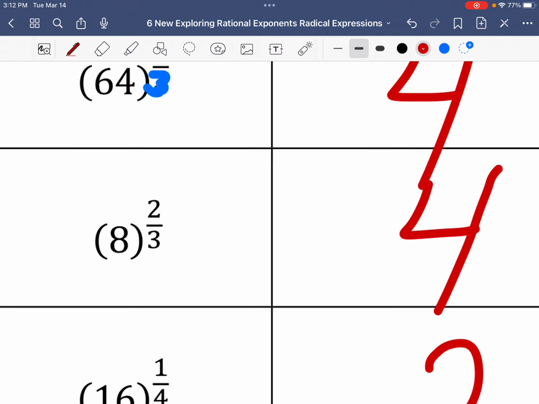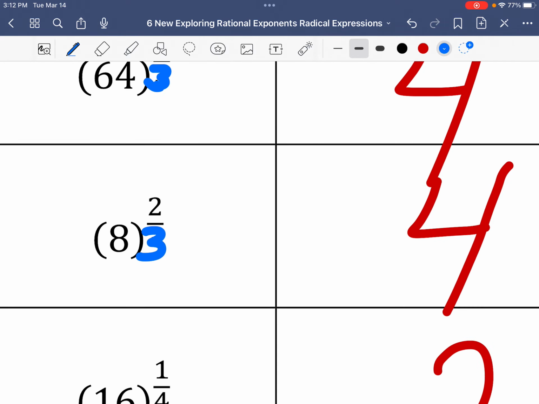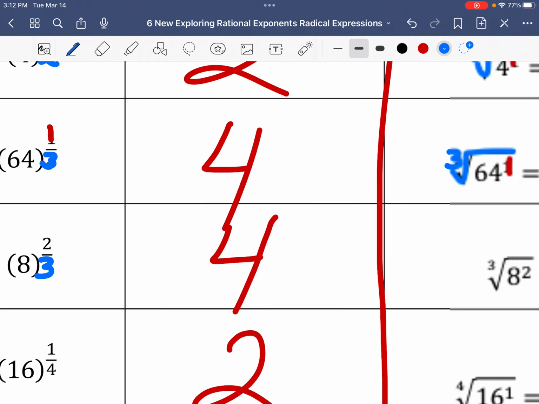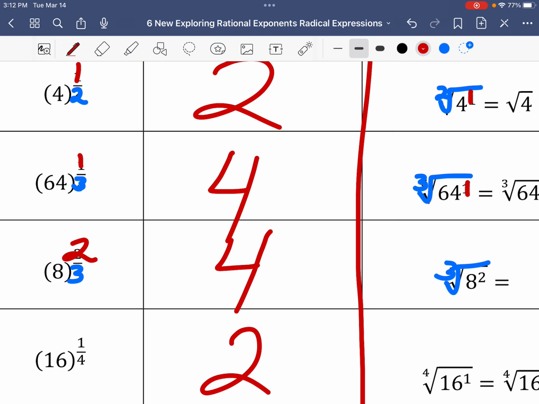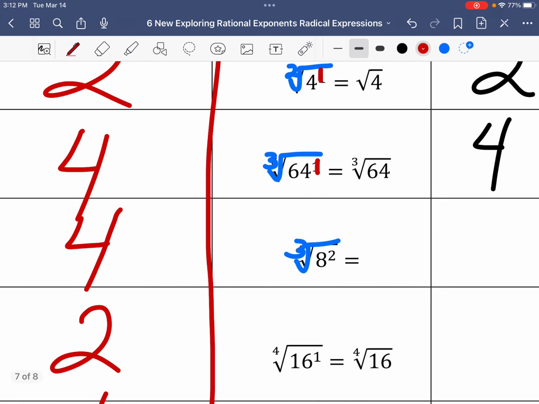Are you catching on? Let's do it the other way. It looks like the denominator is ending up to be the root. In this problem, the 3rd root. Looks like the numerator is ending up to be the power. In this problem, it'd be like a square. So I get 8 squared, which is 64. And then, the 3rd root of 64. Well, we just did that up above. It's 3 numbers that give you 64. Comes out to be 4.